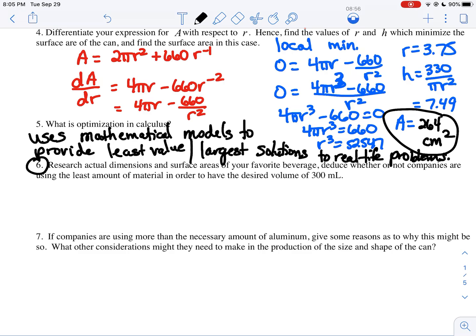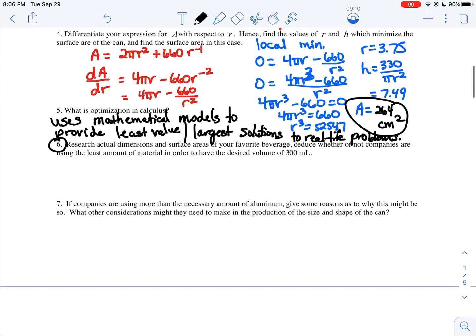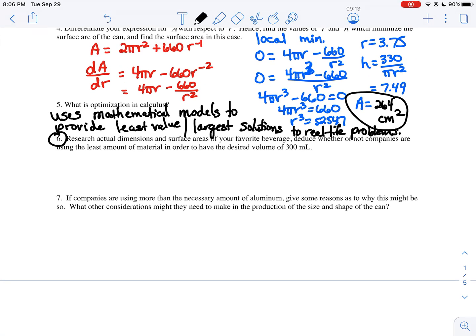So number 7 says if companies are using more than the necessary amount of aluminum, give some reasons as to why this might be so. What other considerations might they need to make in the production of the size and shape of the can? Like you will see that sometimes a company is not going to do the minimum surface area because maybe their clientele wants a more sophisticated or something unique about their can or their beverage container.